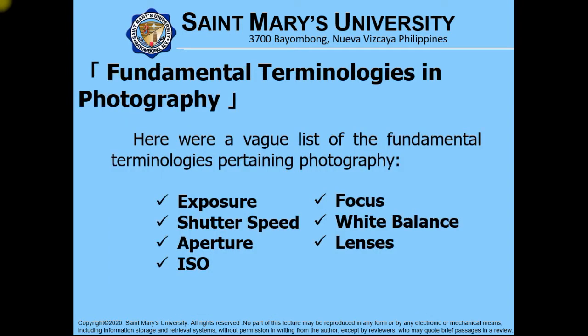So that's it for the working of a camera. It actually derives its inspiration in its construction from our eye. For the fundamental terminologies in photography, here is a list of fundamental terminologies pertaining to photography. We have seven listed here: number one, exposure; shutter speed; aperture; ISO; focus; white balance; and lenses.